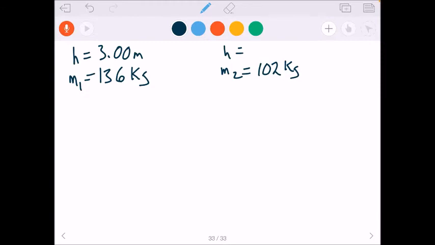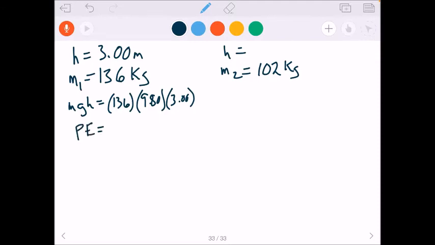If we're neglecting any type of friction, the potential energy at the beginning should be equal to the kinetic energy at the end. So if I take mgh to find this individual's kinetic energy, I would get the mass of 136 kilograms times the gravitational constant of 9.80 times the height at which he jumped, which was 3 meters. And so his potential energy, which is going to be equal to his kinetic energy at the end, is going to be 3,998.4 joules. I would be limited to 3 sig figs in this case.